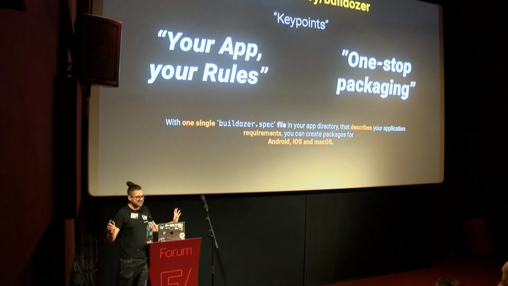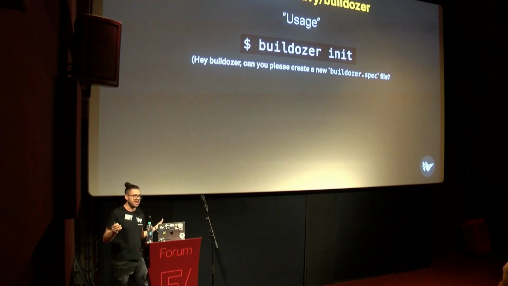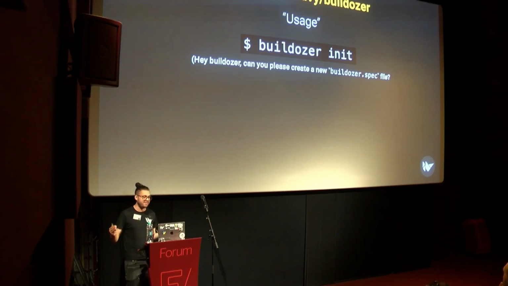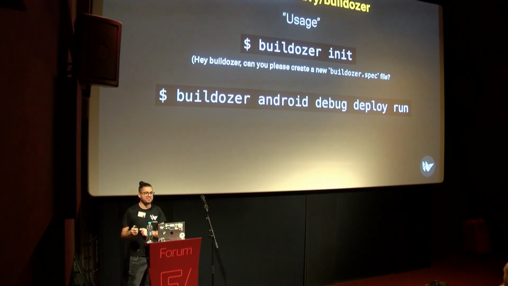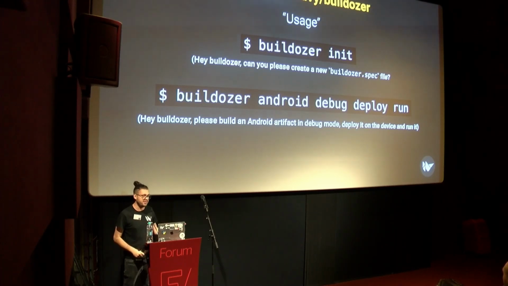So, let's take a look at the usage of Bulldozer. Bulldozer init. That means, hey, Bulldozer, can you please create a Bulldozer.spec file that I can edit later? Bulldozer android debug deploy run. Hey, too much. It means, hey, Bulldozer, can you please build an Android artifact in debug mode, deploy it on the device, and run it. So one single line, and you have your application running on iOS.